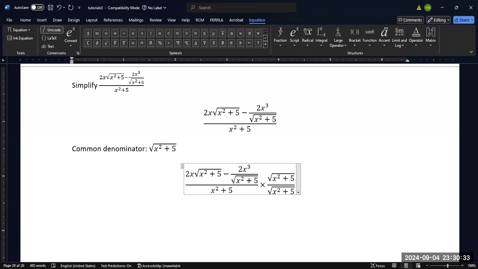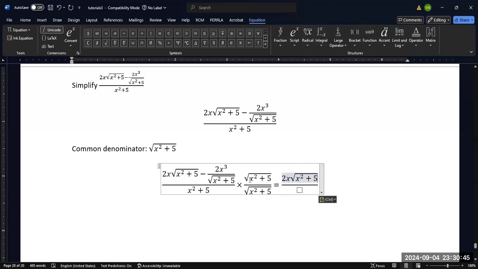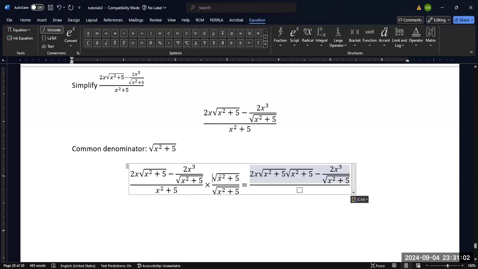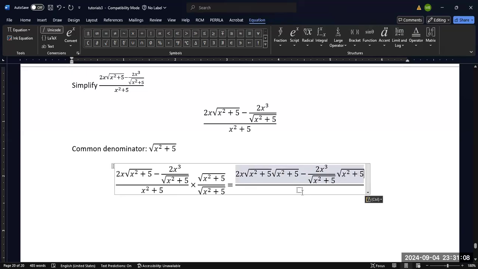Like so. Now, if I distribute my radical through the top and the bottom, I'm going to multiply this term by this term, and we'll come back and simplify in a second, and then minus this term times this term. And then in the denominator, we'll have x squared plus 5 also times this radical.